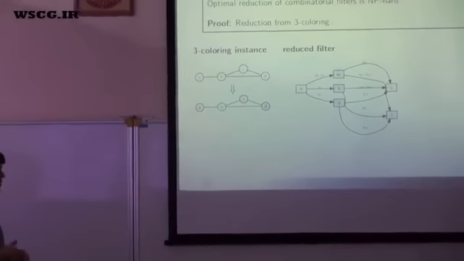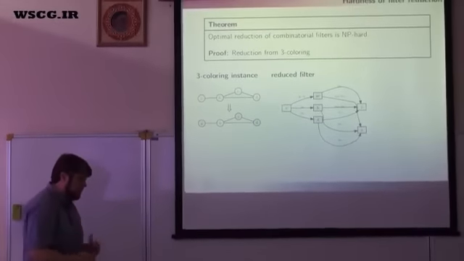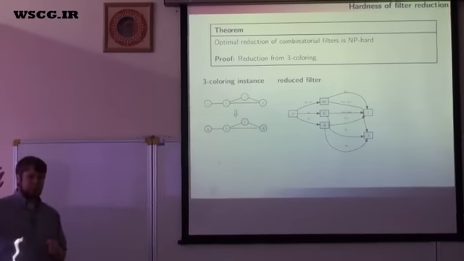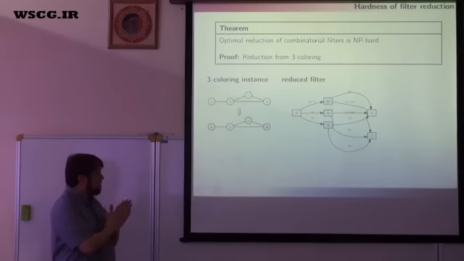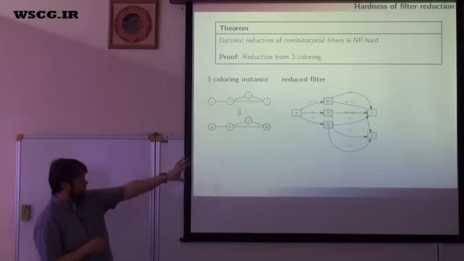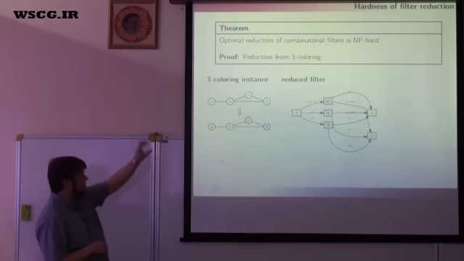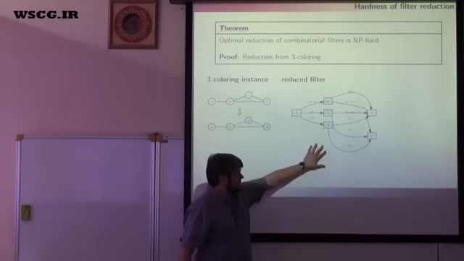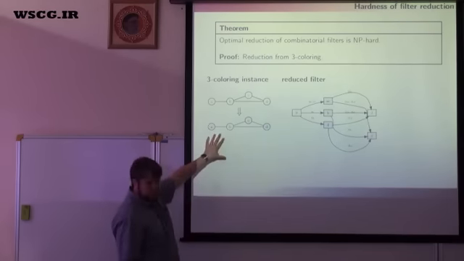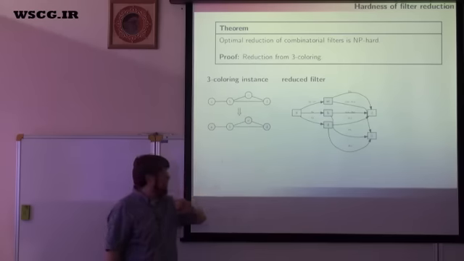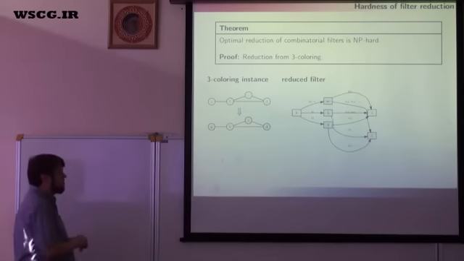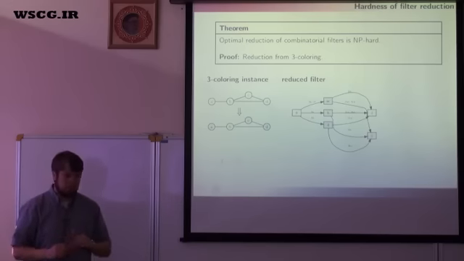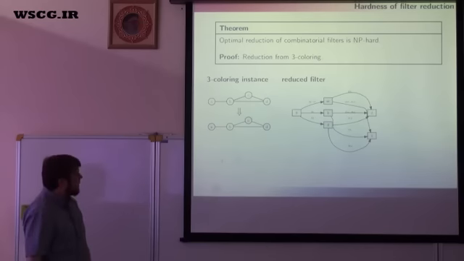So given a three-coloring instance, we can form an instance of our filter reduction problem in polynomial time in such a way that, let's see, this is hard to say out loud, there are so many prepositions you need to string together, if the filter reduction instance can be reduced down to a size of 6 or less, then the original graph can be three-colored. So therefore, if there's a polynomial time algorithm for solving this filter reduction problem, then there would be a polynomial time algorithm for solving three-coloring, and at that point, the world goes crazy. Okay, so we can conclude that this filter reduction problem is NP hard. Okay, so that's one result.